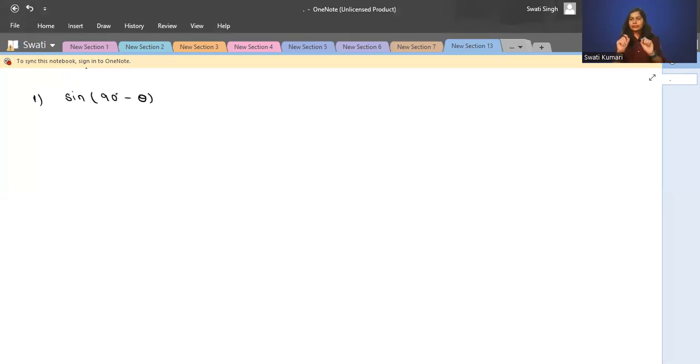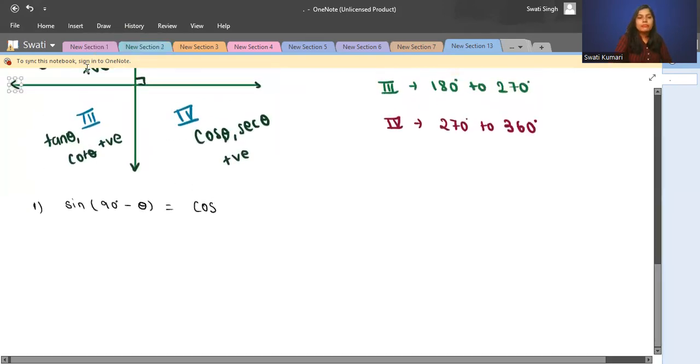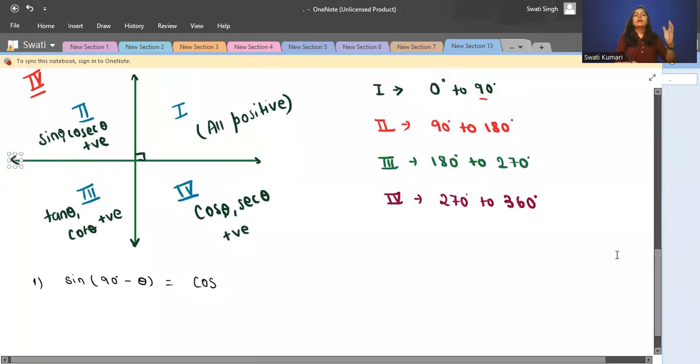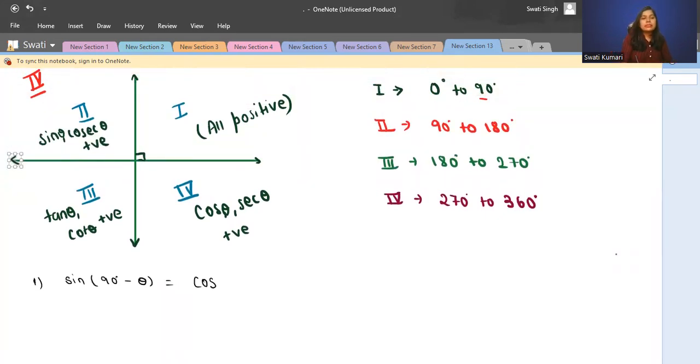Remember that when you are doing 90 degree minus theta, sine will become cos. Now, what is 90 degree minus theta? I'll make you understand with the help of these quadrants. 90 degree minus theta means you are somewhere here, at 90 degree, and minus theta means you are coming into the first quadrant, right? And in the first quadrant, all the trigonometric identities are positive. So this will become just cos theta.